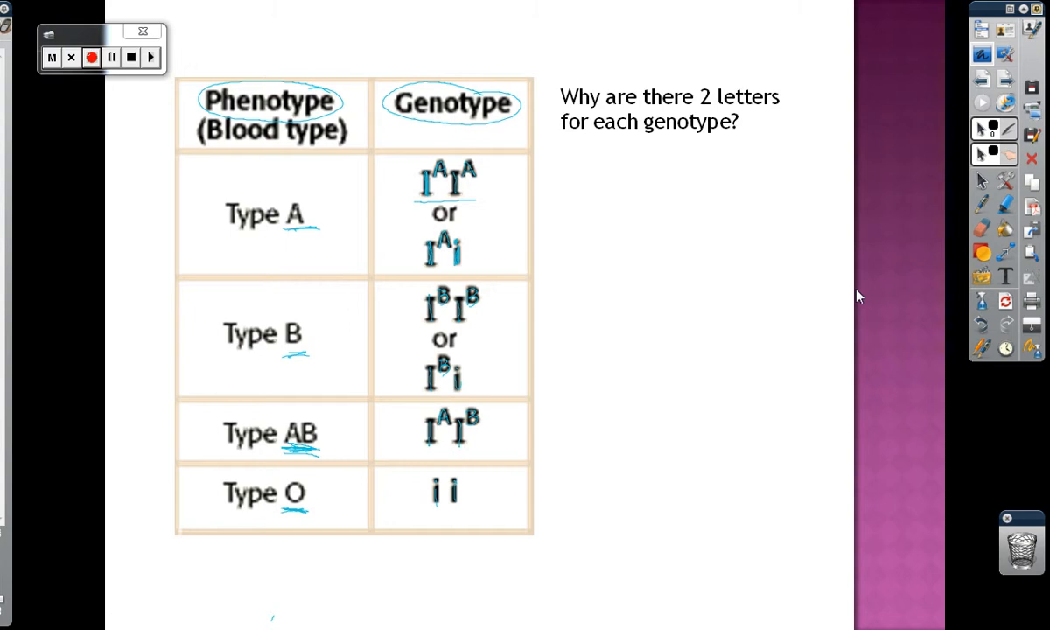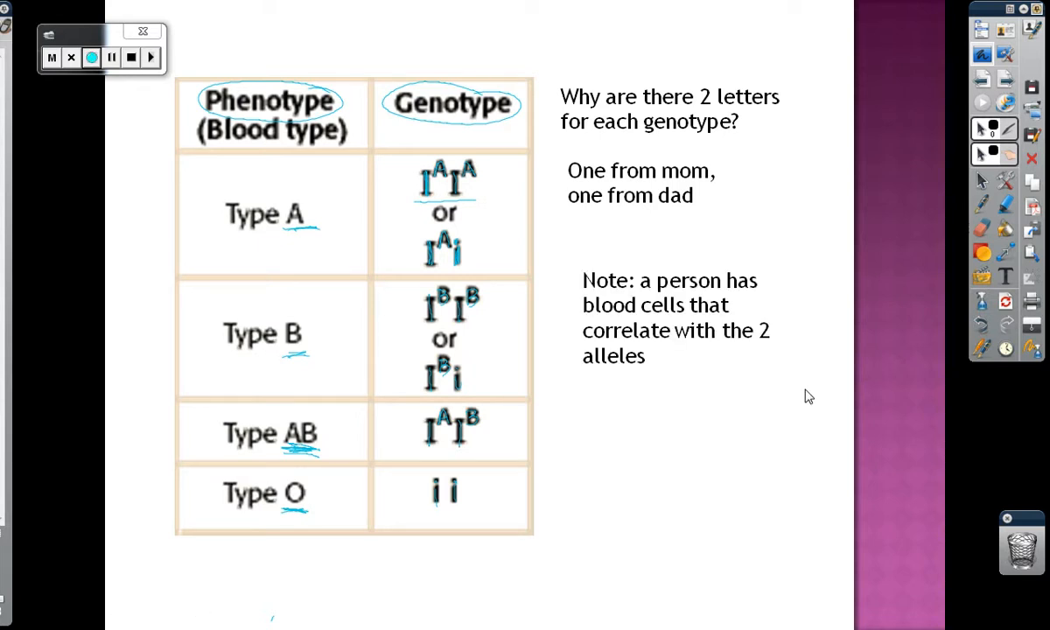Something we've talked about before, why are there 2 letters for each genotype? You should know this. We get our genotypes from our parents. So each letter, each allele comes from a parent. One from mom, one from dad. So if you notice the first example for the type A, the first genotype, that means both parents passed on capital I superscript A to make that genotype.